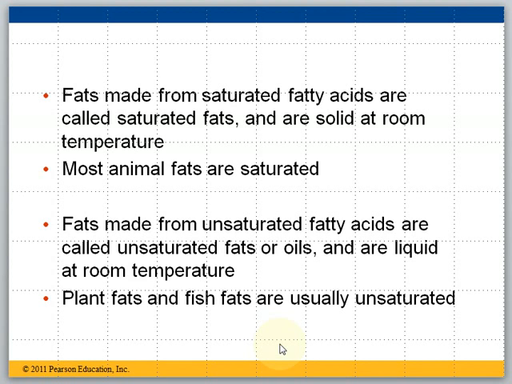The fats that are made from unsaturated fatty acids are called unsaturated fats, or a lot of times these are oils and liquids at room temperature. So most of your fats that come from plants and, for example, fish, they tend to be unsaturated. So these do not have the ability to pack closely enough together, so they're generally a liquid at room temperature.